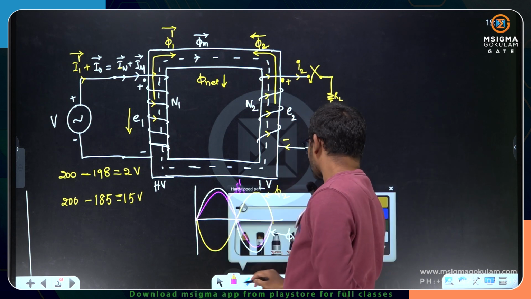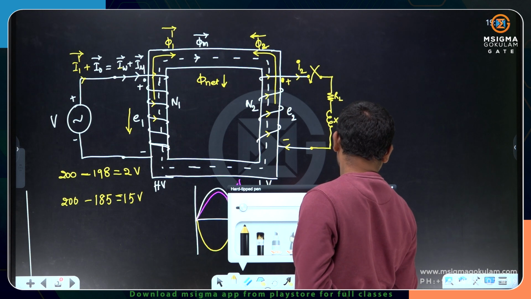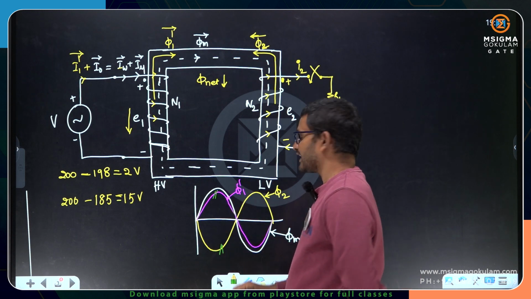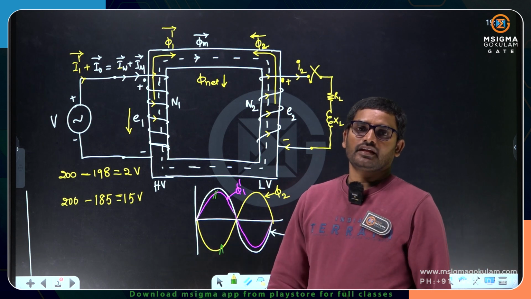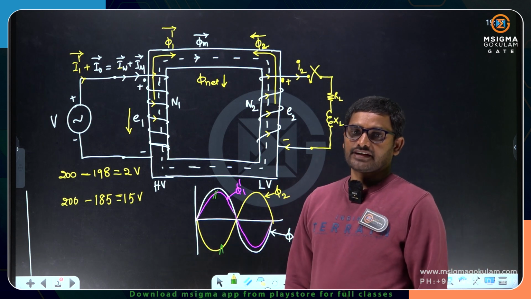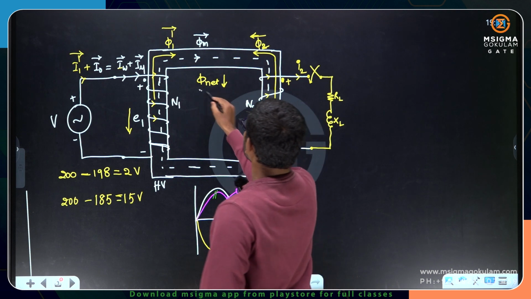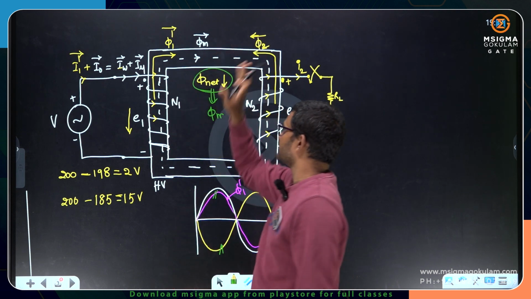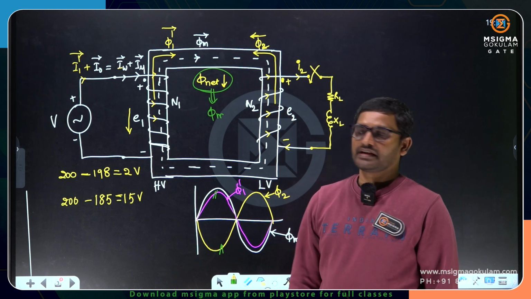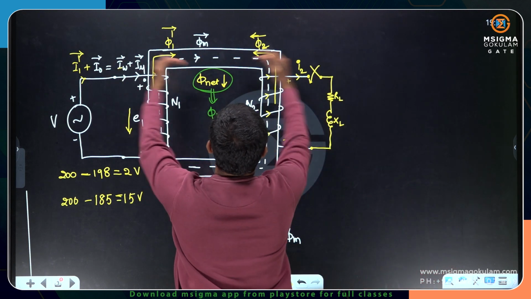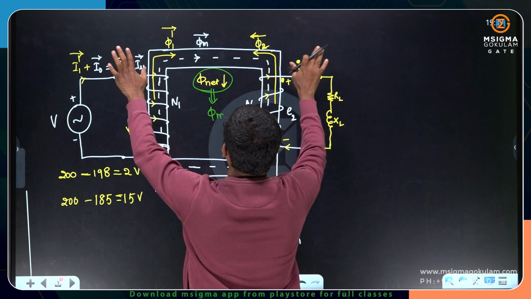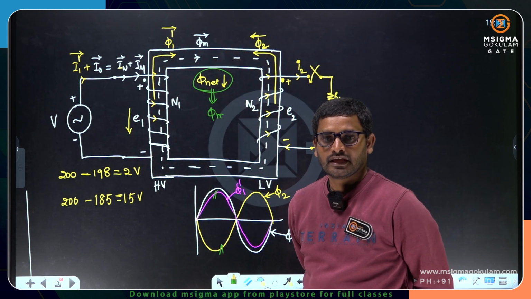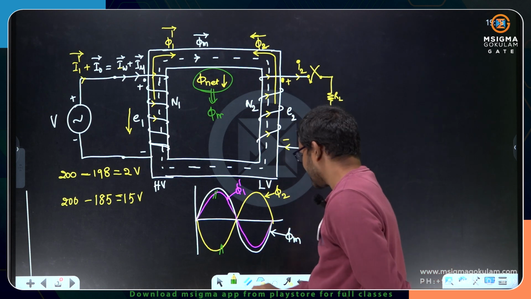Now phi 1 dash and phi 2 can be compensated, and the net flux again becomes the mutual flux phi m only. Because phi 1 dash is opposing phi 2, they are going to be compensated, and the newly available flux is phi m only. Let us see once again with one more load.